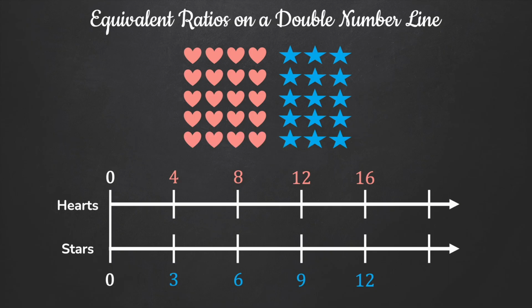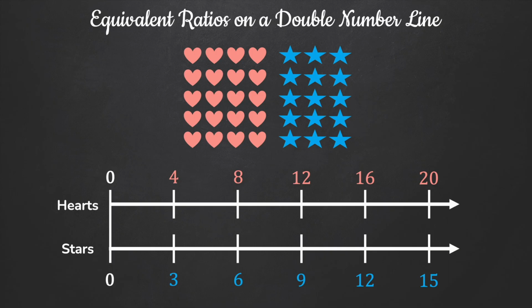And then if we took our original ratio and multiplied it by 5, we end up with 20 hearts and 15 stars. So notice that there's a pattern here. The hearts increase by 4 every time the stars increase by 3 and vice versa. And that's because we're maintaining that original ratio.